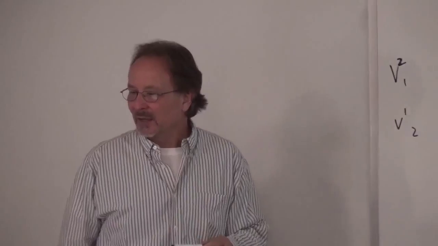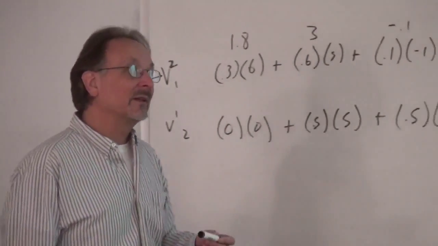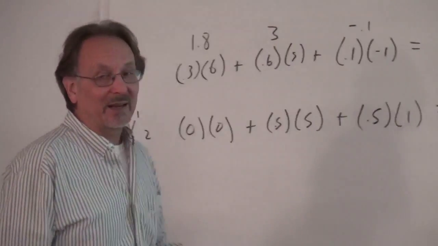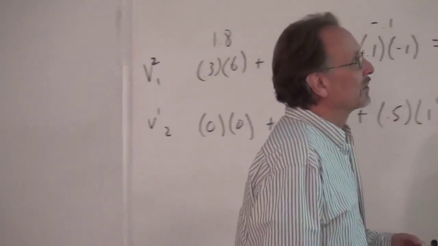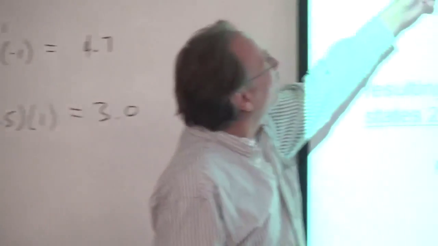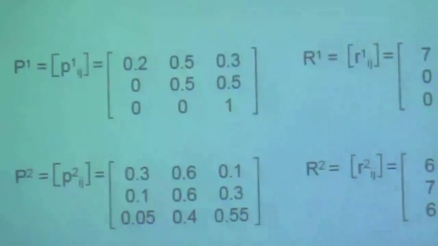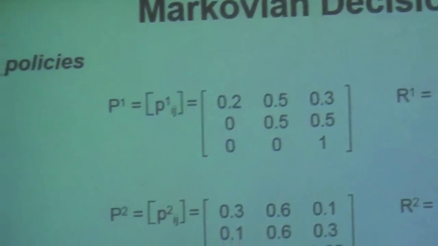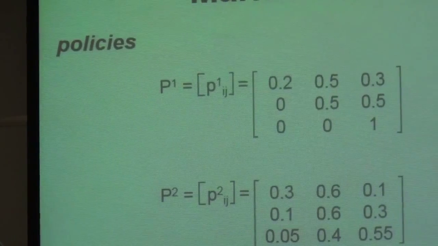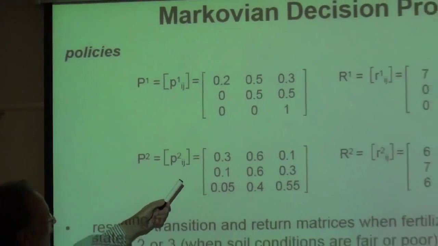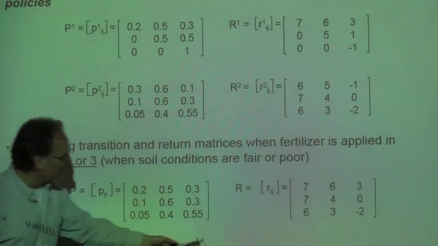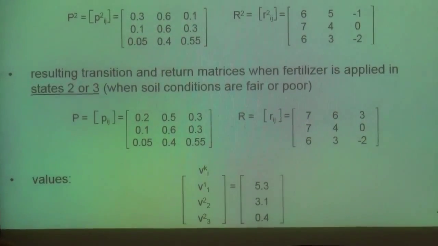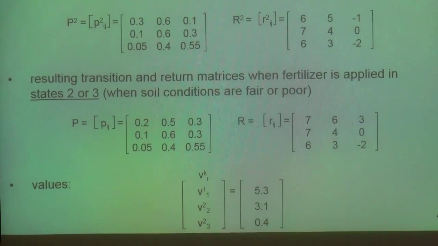Now, let's say that we say, okay, if it's good, that means that it doesn't need to be fertilized, and if it's fair or poor, then we need to put fertilizer on it. So now it's don't fertilize for the first row of the transition and return matrices, and fertilize for 2 and 3 of the transition and return matrices. Our values here are those. I calculate them in exactly the same way.